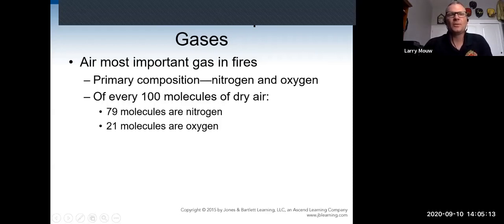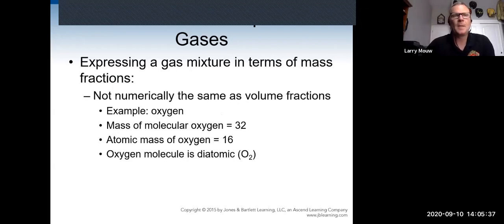As we look at our normal air around us, its primary composition is made up of nitrogen and oxygen. So we see that for every 100 molecules of dry air, 21 of those molecules are oxygen and 79 of them are nitrogen. That totals about 100%. There are a few other things out there, but primarily our air is made up of 79% nitrogen and 21% oxygen.